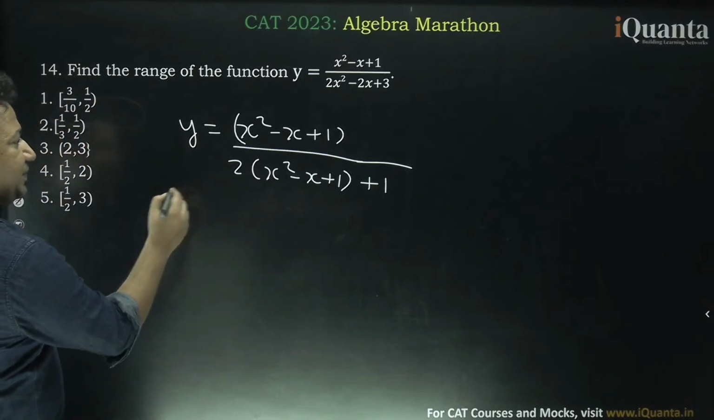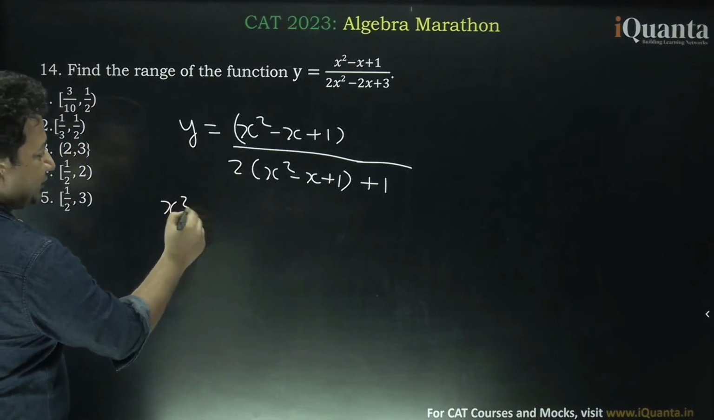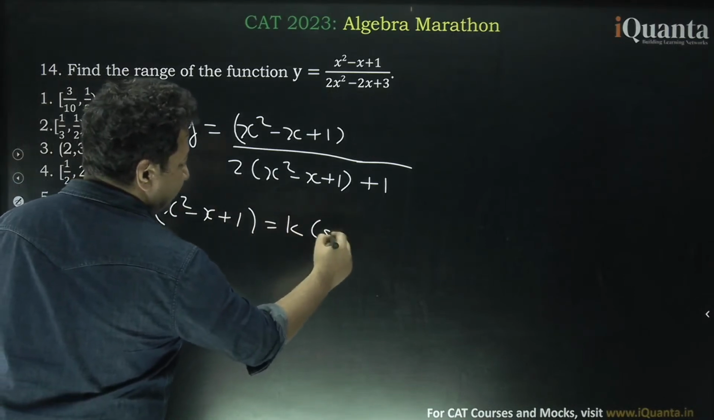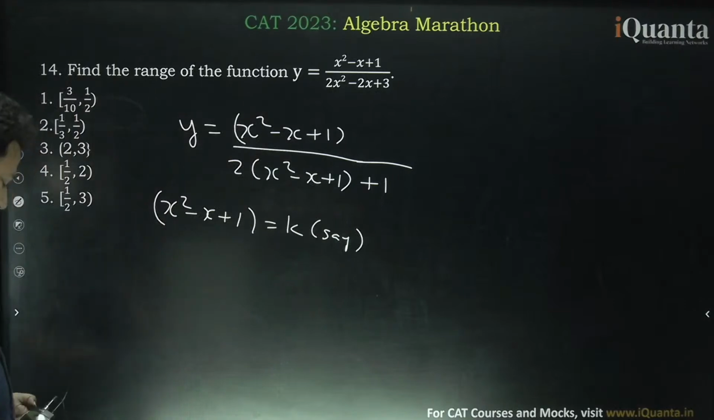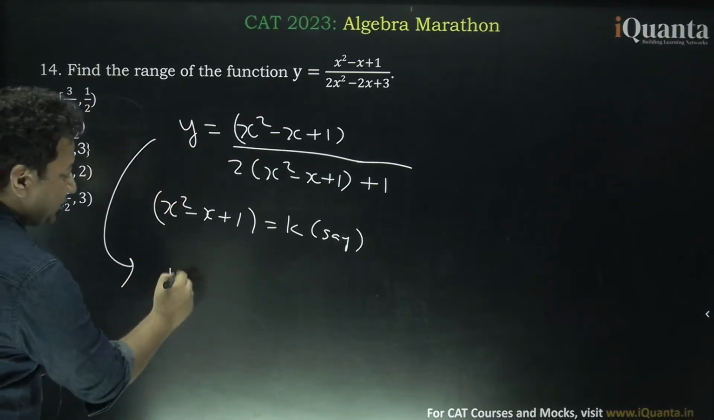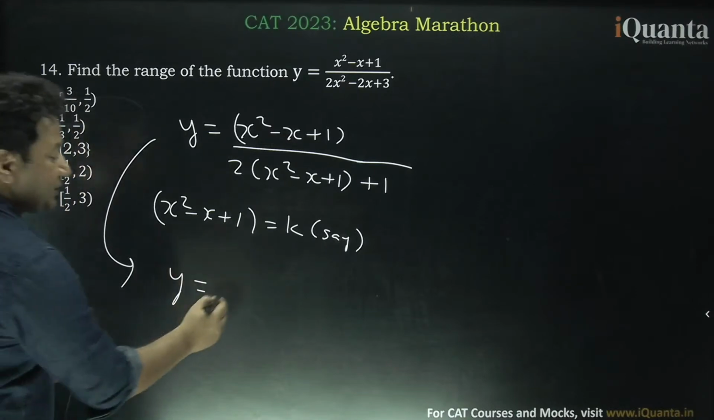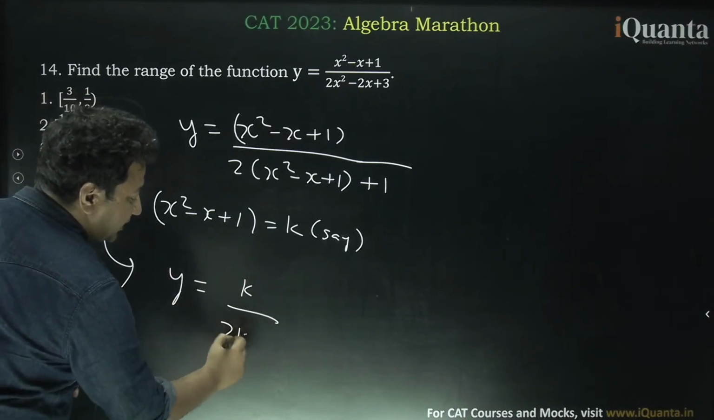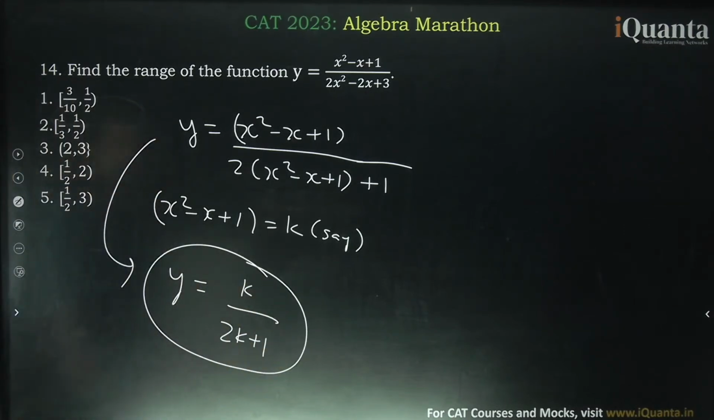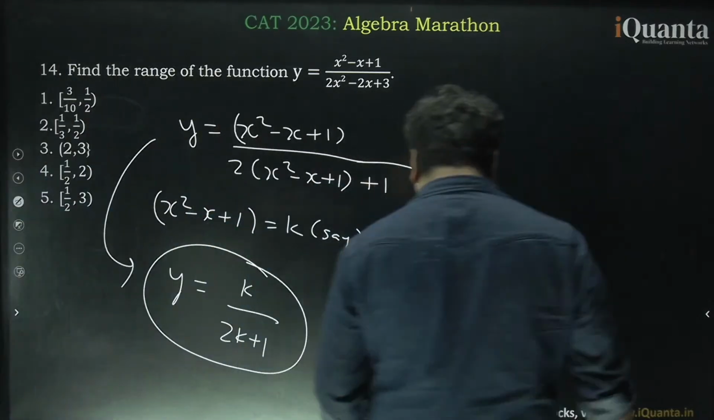I'm just replacing this bracket x square minus x plus 1 with k. Let it be k. Okay, just to make you understand why I'm doing it, and it becomes easy. So this becomes k upon 2k plus 1, isn't it? K upon 2k plus 1. Right? K upon 2k plus 1.